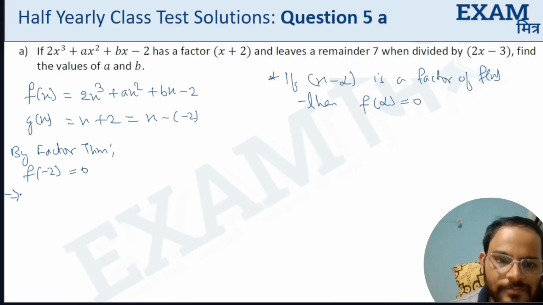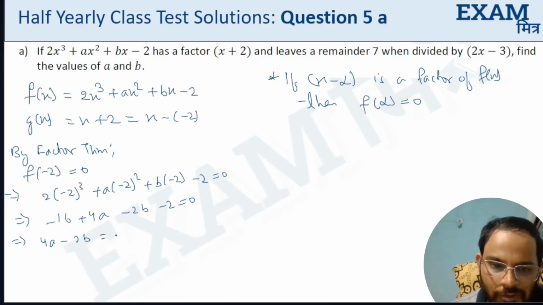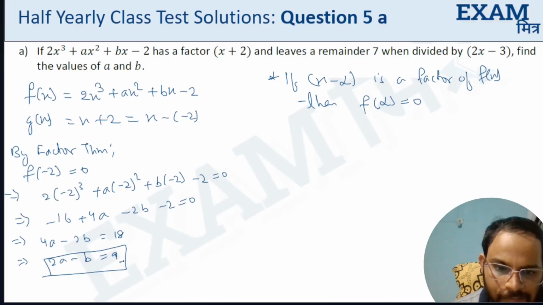This implies 2 times minus 2 cube plus a times minus 2 square plus b times minus 2 minus 2 must be 0. And this implies minus 8 minus 16 plus 4a minus 2b minus 2 equals to 0. So this is 4a minus 2b equals to 18, or you can say 2a minus b equals to 9, dividing 2 throughout the equation. So consider this as equation 1.